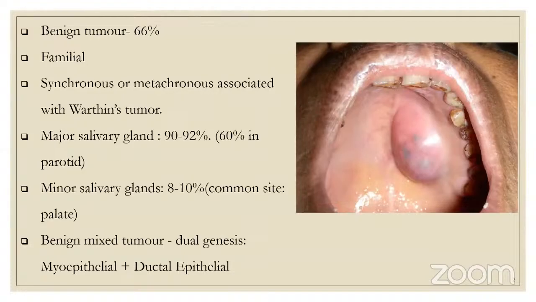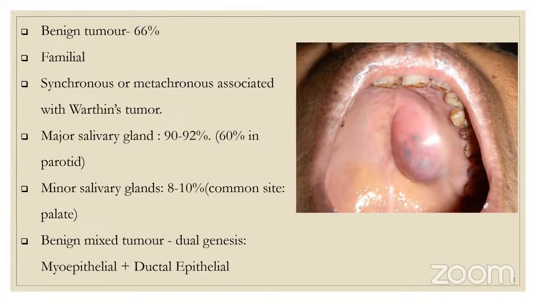As we know, pleomorphic adenoma is the most common benign tumor of salivary glands, which constitutes 66% of all salivary gland neoplasms. It can have synchronous or metachronous association with other salivary gland neoplasms like Warthin's tumor. 90 to 92% of pleomorphic adenomas occur in major salivary glands, with 60% occurring in the parotid. 8 to 10% occur in minor salivary glands, the palate being the most common site.